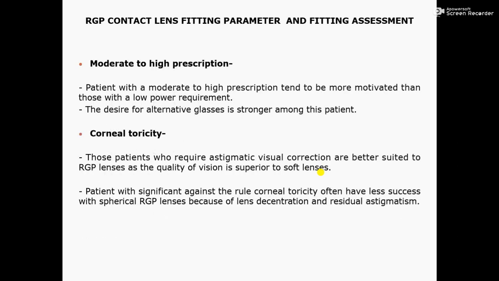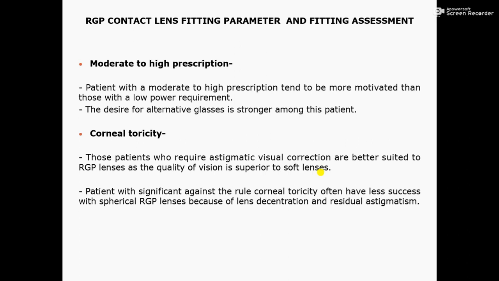Next, moderate to high prescription. Patients with a moderate to high prescription tend to be more motivated than those with a low power requirement. The desire for alternatives to glasses is stronger among these patients. Here, those patients have high power. In that case, we will motivate the patient to take RGP contact lens.